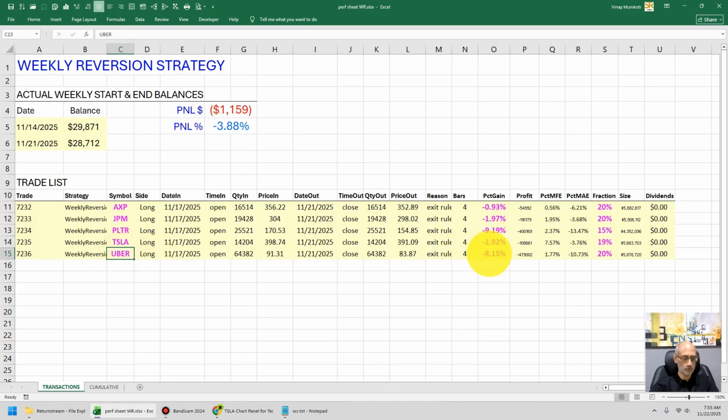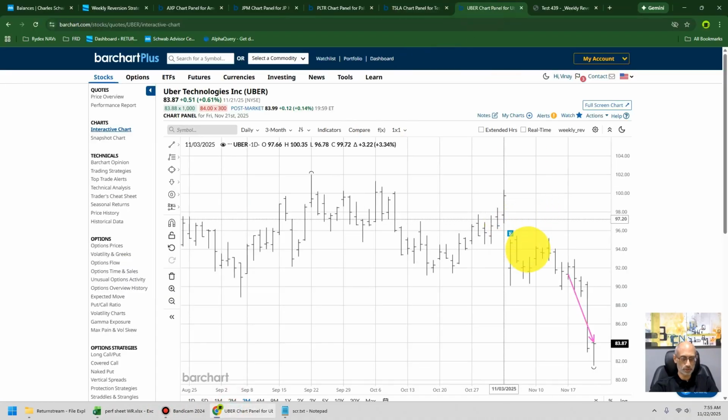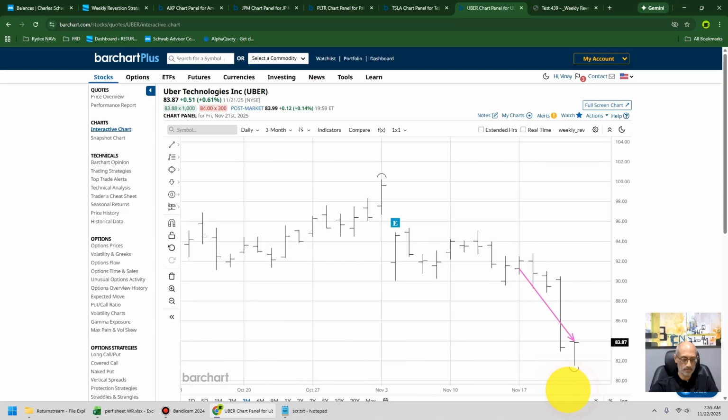And the last one was Uber. That one was not a good trade either. That was down 8%. And here's what the Uber chart looks like. Weakness in the prior couple of weeks, and really pretty big sell-off this week.